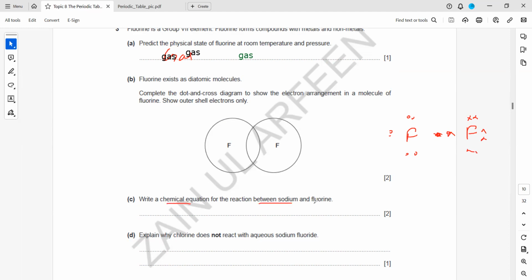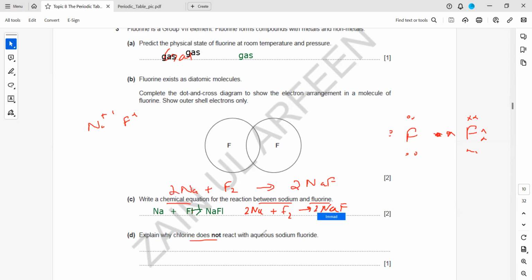Write a chemical equation for the reaction between sodium and fluorine. So sodium is Na. Fluorine, because it's a non-metal, exists as a diatomic molecule. So F2, the fluorine symbol is F, not Fl. So fluorine is F and it will form sodium fluoride. So sodium is +1 and fluorine is -1. So sodium fluoride will be NaF. But because the equation must be balanced, we put 2 here and 2 for sodium.